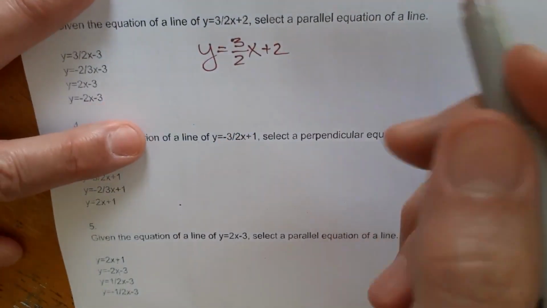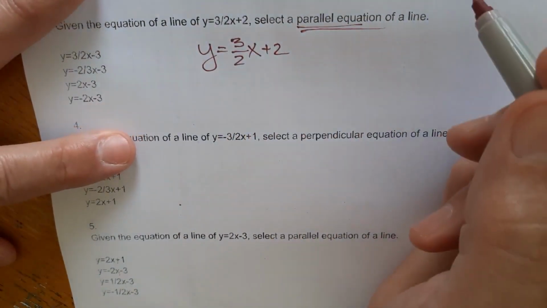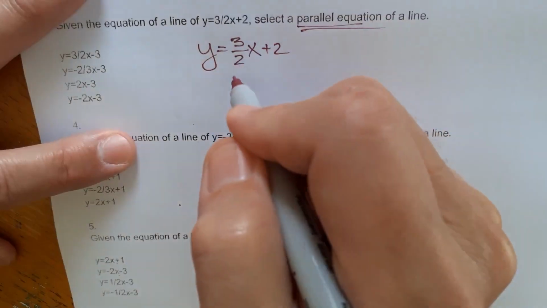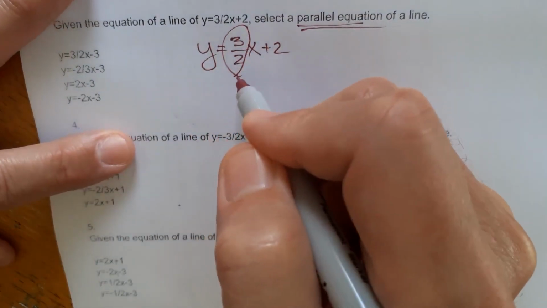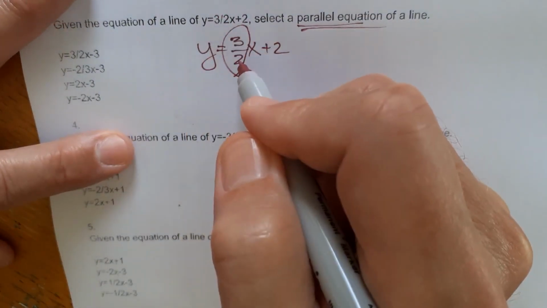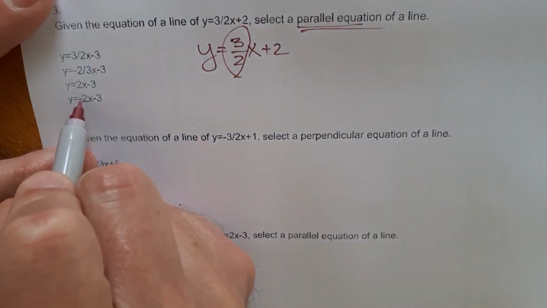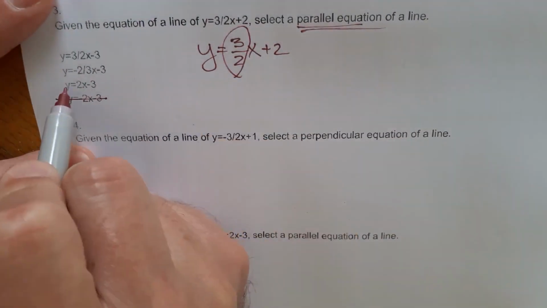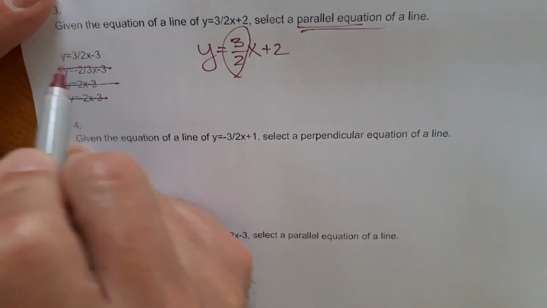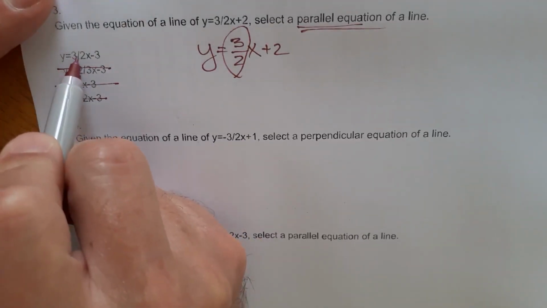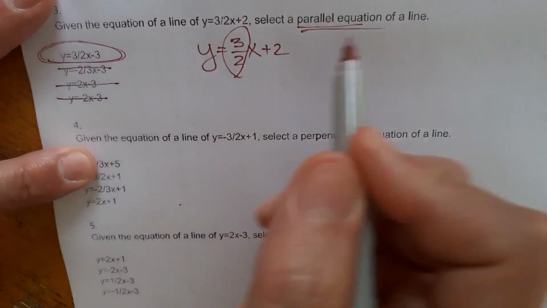That's our fraction. So we need a parallel equation. What do we know about a parallel equation? The slope must be 3/2. We need to match the slopes, they'll all be parallel. So is this one a slope of 3/2? No, negative 2 right here, so that's out. 2 is out. And negative 2/3, that's out. There's only one with a slope of 2/3, so it's got to be this one that is parallel to this one.